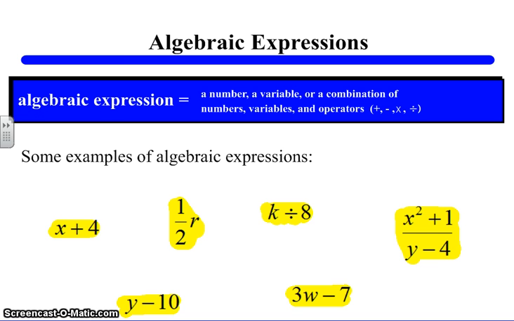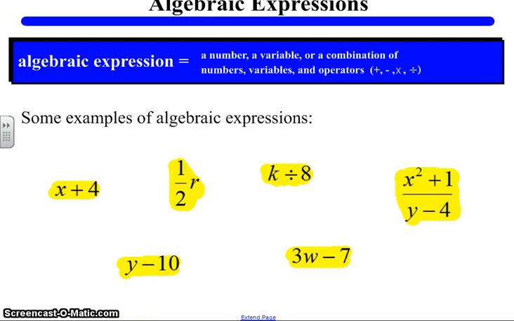Some examples of algebraic expressions are listed below. X plus 4, 1/2 times r, k divided by 8, y minus 10, 3w minus 7, x squared plus 1 divided by y minus 4. Those are all examples of algebraic expressions. And you might be thinking to yourself, well, why do we use letters? Why do we use letters for those variables?